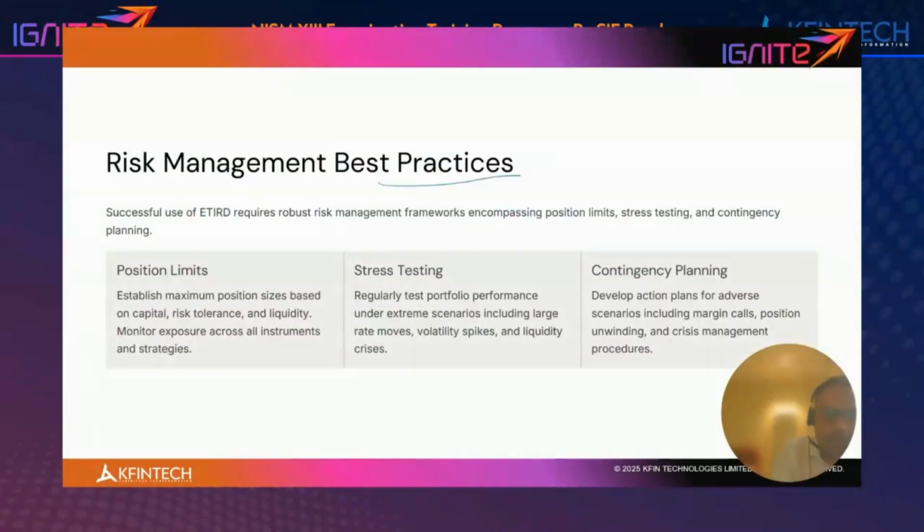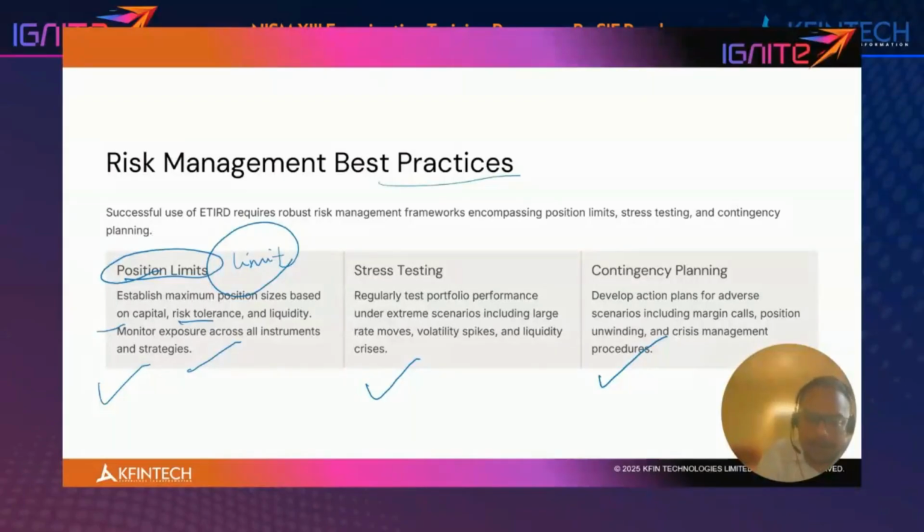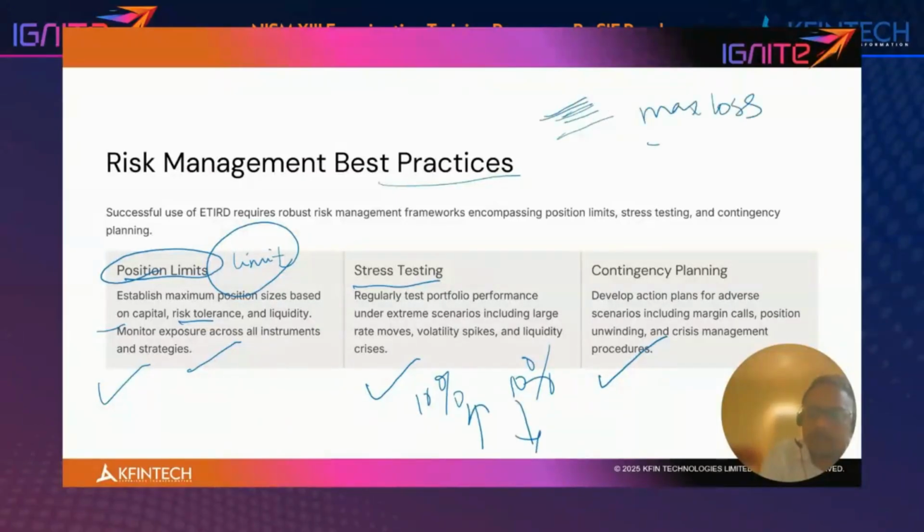Then what are the risk management best practices? Position limits, stress testing, contingency planning. So as a trader, you need to have a limit defined on your positions, exposure limit, your risk limit, capital limit, and you should completely monitor that. You should regularly stress test. Suppose you want to stress test what will happen if the market goes up or down by 10%, and you will run this scenario and you will see what is the maximum loss that is expected from the market in case a 10% move happens in the market.